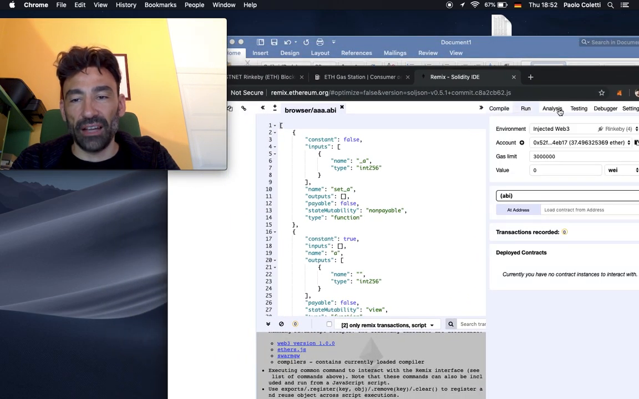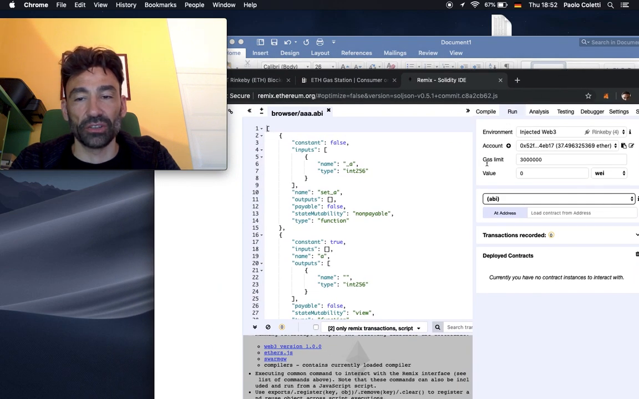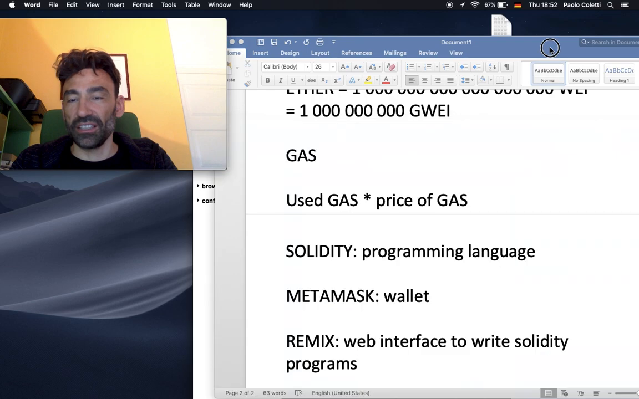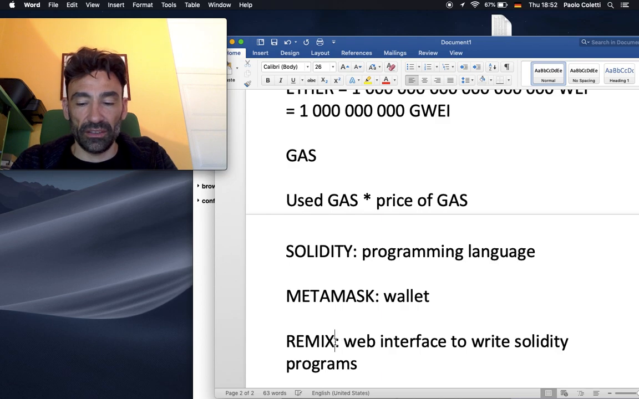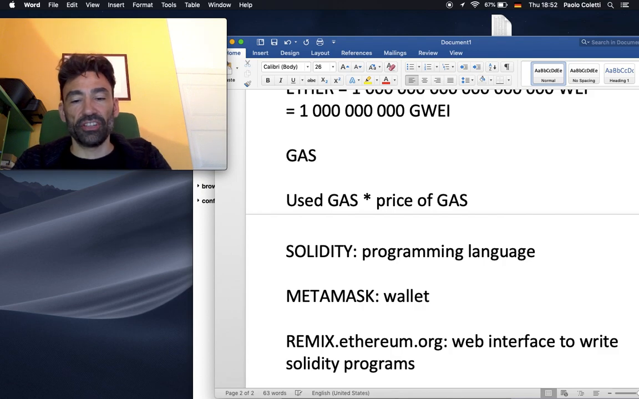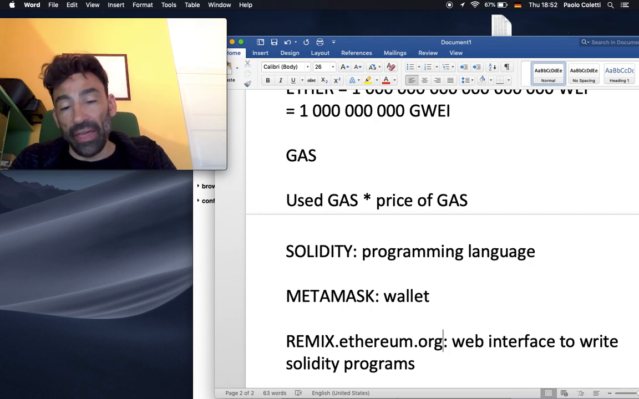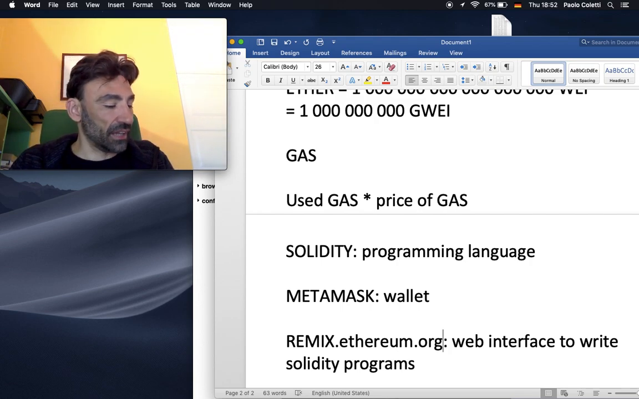Here, compile, run, analysis, testing. You can also use it to send transactions, and it perfectly interacts with MetaMask. So whenever you send a transaction, if you deploy a contract from here, it's able to take your money from your MetaMask account. So this is the reason why I've chosen it. It doesn't require any other program to be installed. It's simply a website, remix.ethereum.org. It's a web interface to write Solidity programs. There are other web interfaces, better ones, but it is simple. It's exactly what we can do.